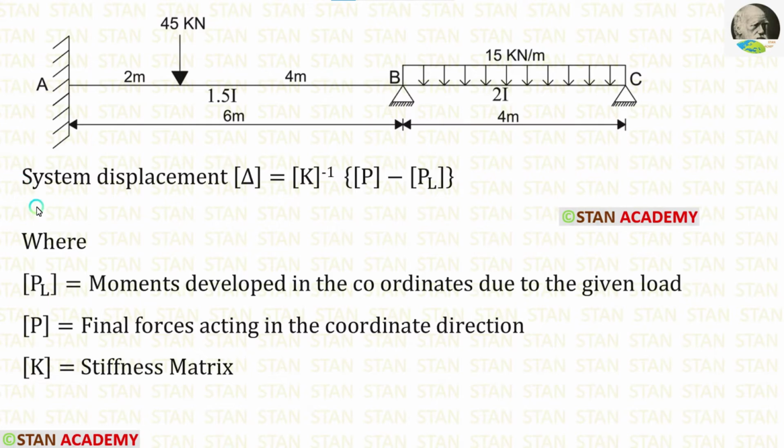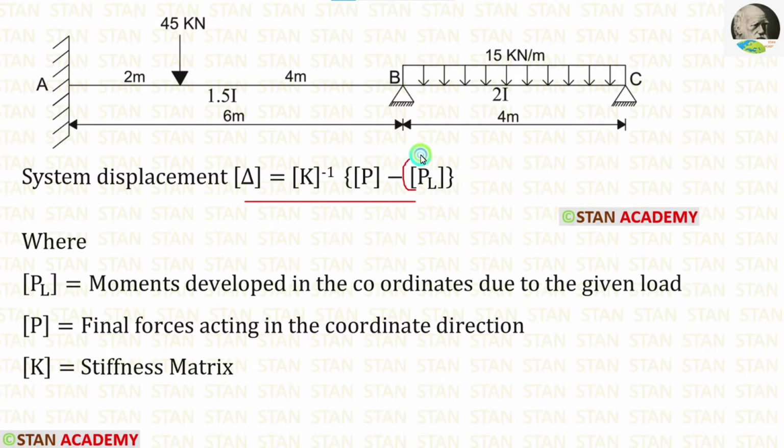Now let us see the formula to calculate the slope values. System displacement delta matrix is equal to K matrix inverse into P matrix minus PL matrix. In this formula, PL matrix is the moments developed in the coordinates due to the given load. P matrix is the final forces acting in the coordinate direction. K matrix is the stiffness matrix.